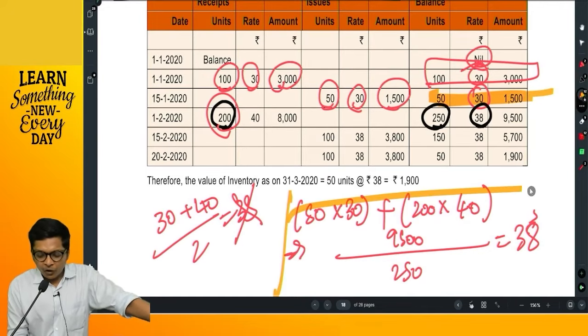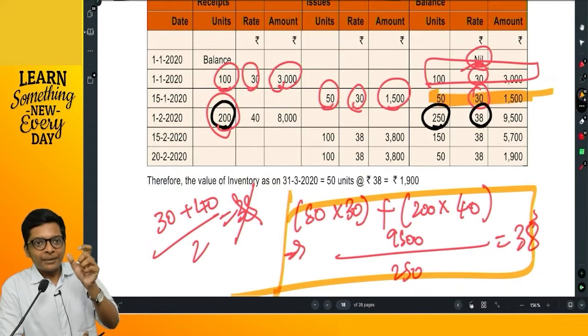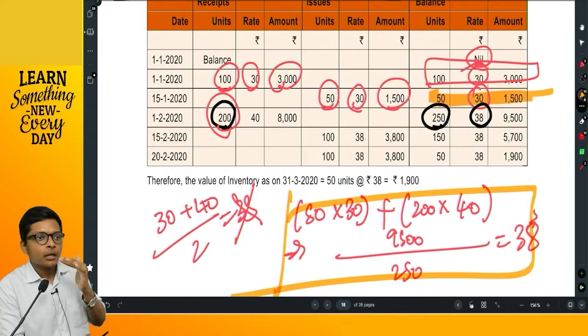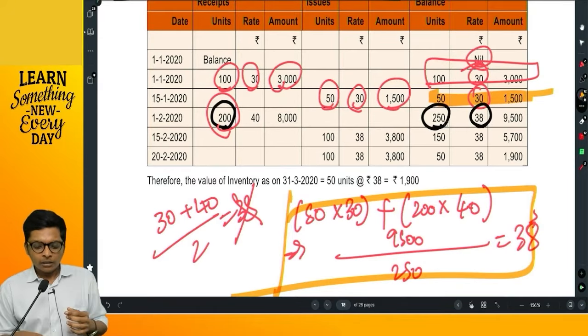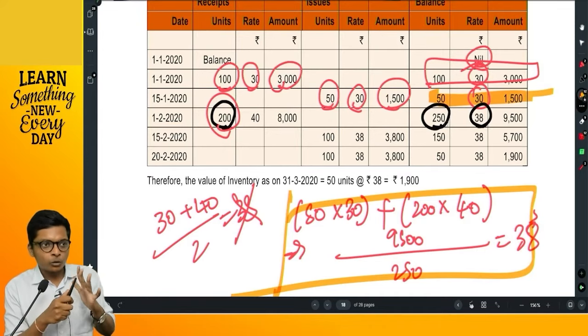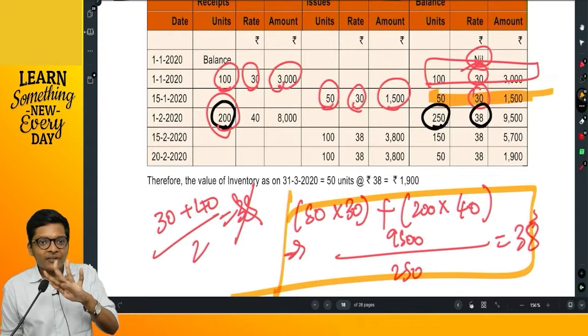Now are you understanding the formula of weighted average? Price into quantity plus price into quantity, however many there are, divided by the total quantity. In our example, how will they give it? There will be 5 purchases. So price into quantity plus price into quantity, 5 times, divided by 5 times the quantity.